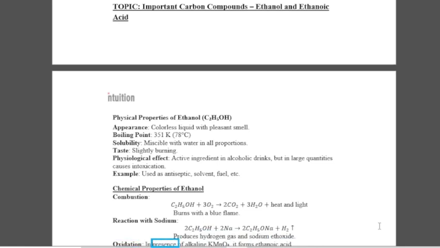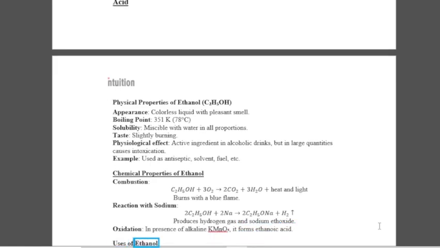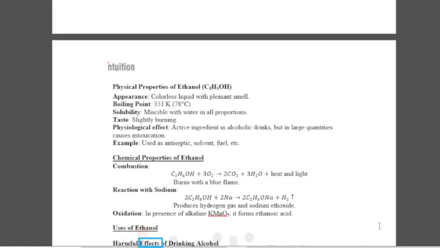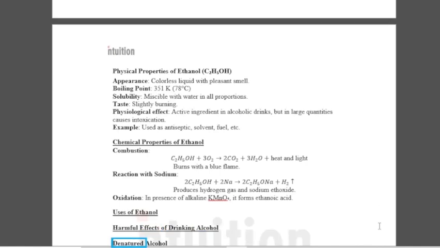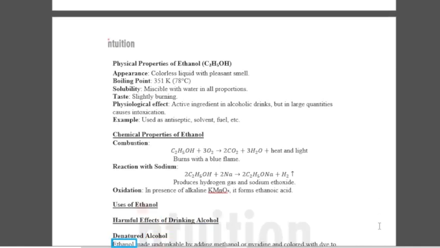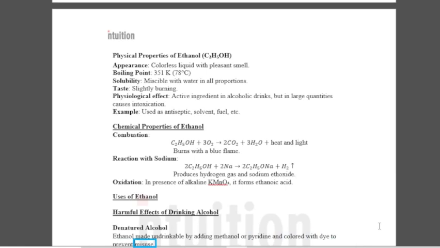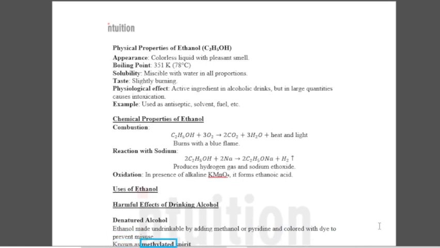Oxidation. In the presence of alkaline KMnO4, ethanol forms ethanoic acid. Uses of ethanol. Harmful effects of drinking alcohol. Denatured alcohol: ethanol made undrinkable by adding methanol or pyridine and colored with dye to prevent misuse. Known as methylated spirit.